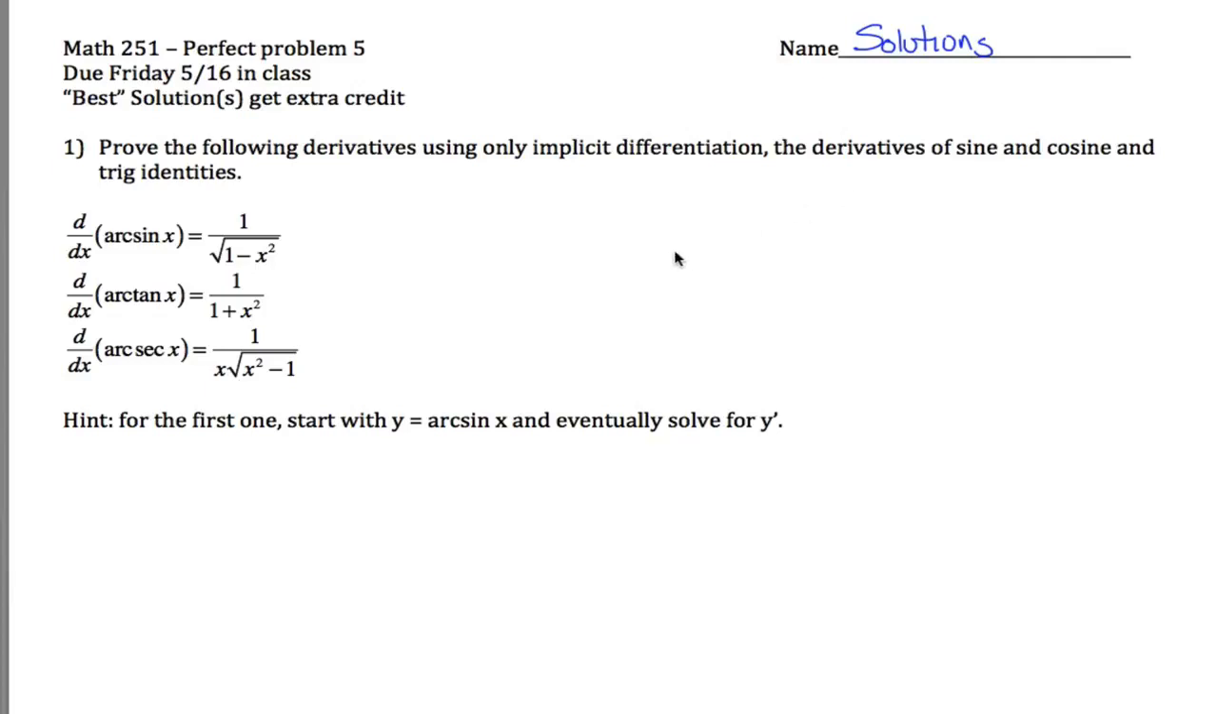To perfect problem 5 for Math 251. We're asked to show essentially what the derivatives of each of these different inverse trig functions are. And kind of the trick for doing that is to use implicit differentiation.